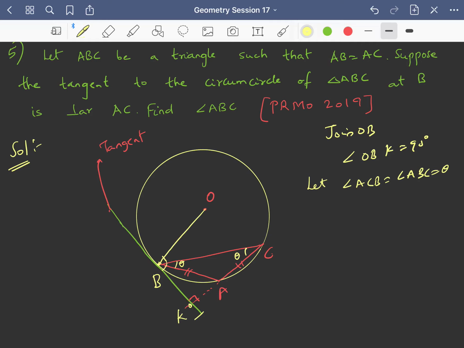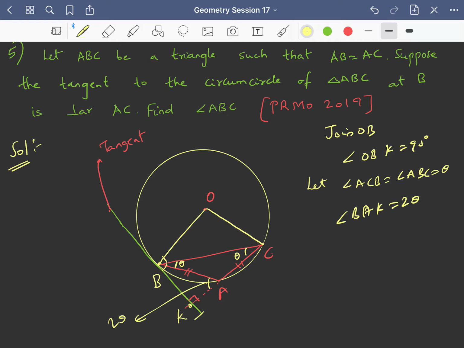Let us also join OC. Now if this angle is theta, this angle BAK is 2 theta, right? So angle BAK is equal to 2 theta, because it is an exterior angle of triangle ABC.